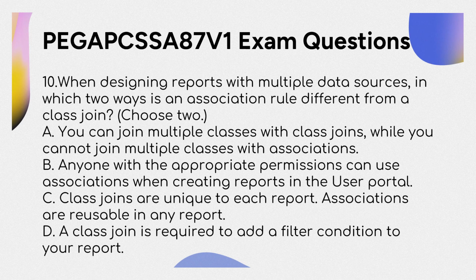C. Class joins are unique to each report. Associations are reusable in any report. D. A class join is required to add a filter condition to your report.